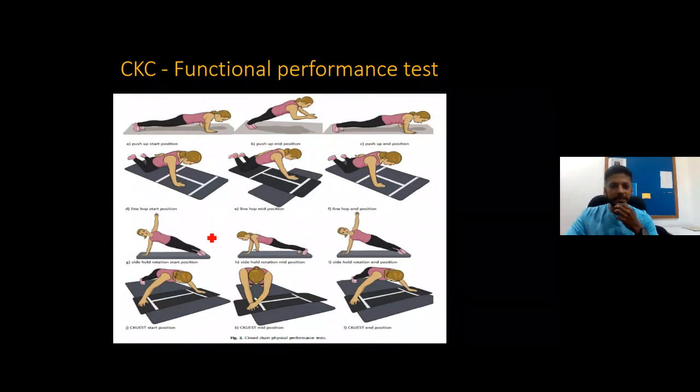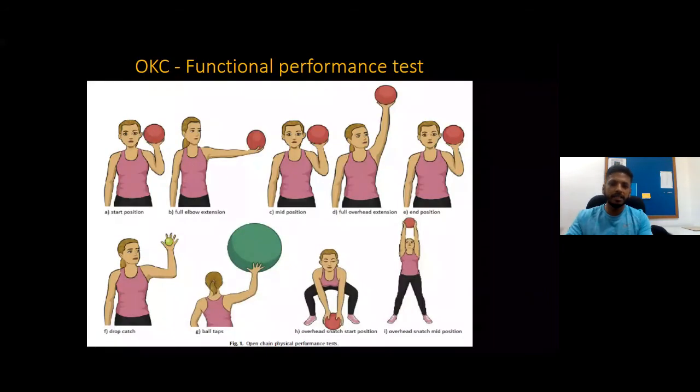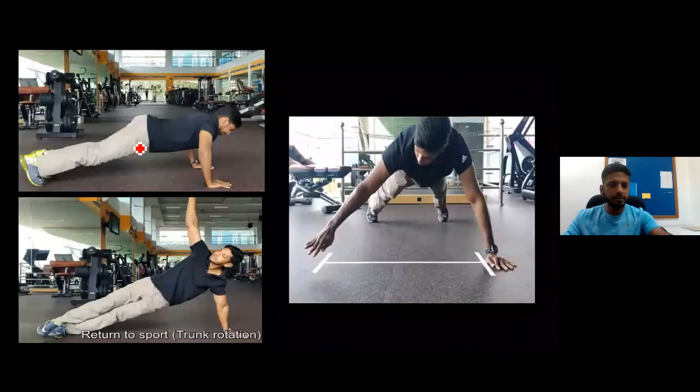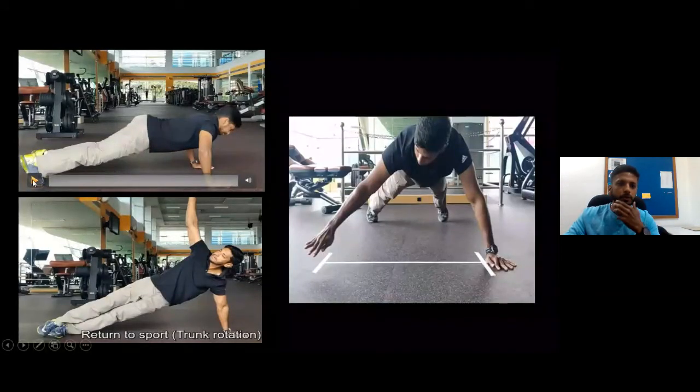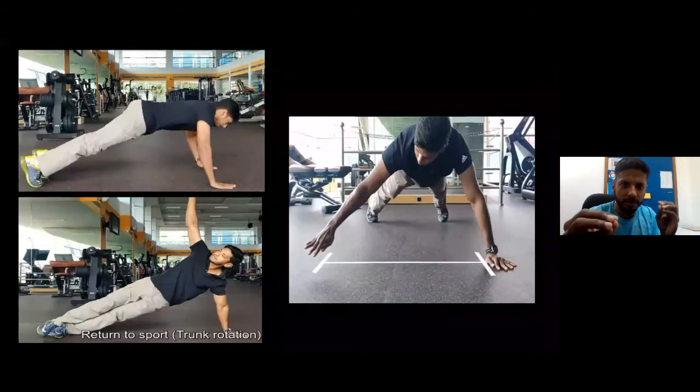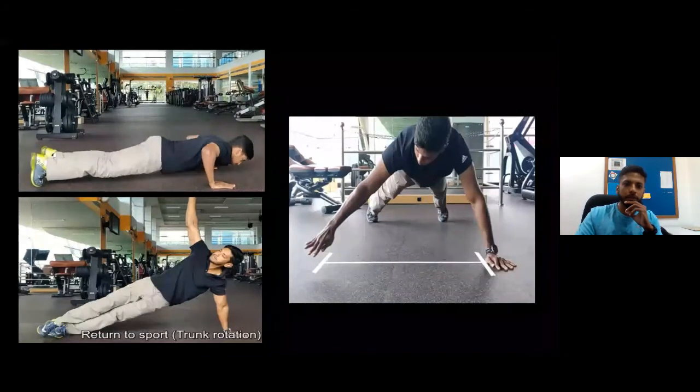So now if you look at this, probably we can play some video and see exactly what we are assessing. Yes, in open kinetic chain we are focusing more on the shoulder, but in closed kinetic chain we are focusing on one by one. You can think about exactly what we are assessing. Are we assessing only the shoulder? For example, a push-up clap.